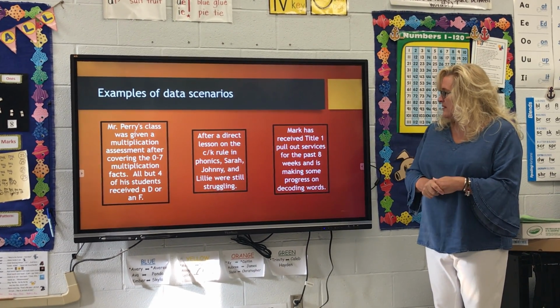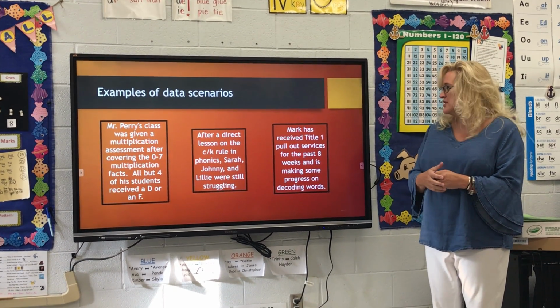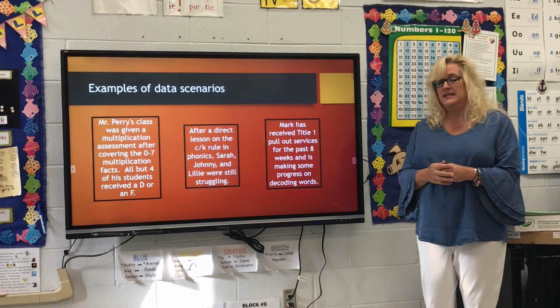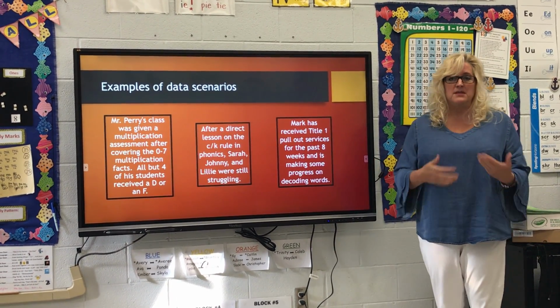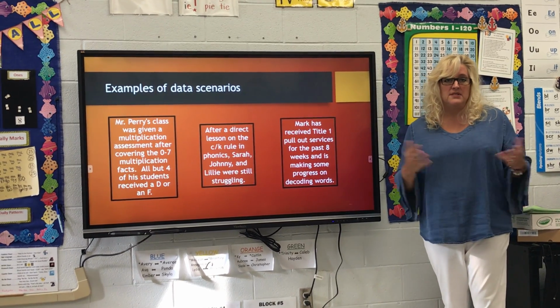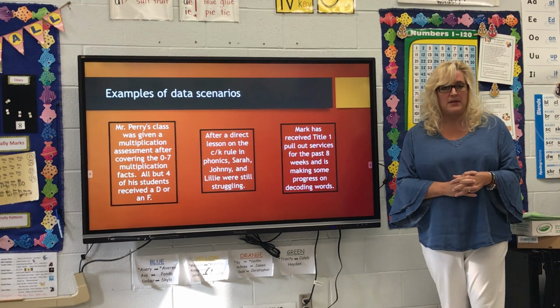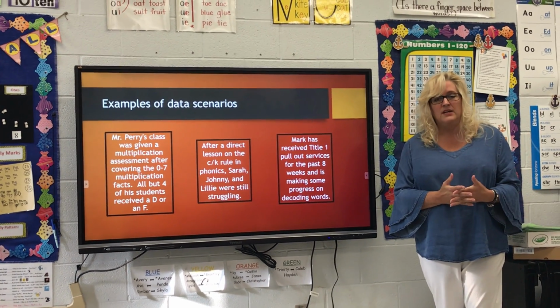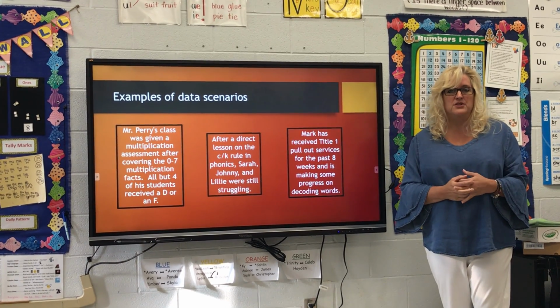The final card that I've shown as an example is that Mark has received Title I pull-out services for the past 8 weeks and is making some progress on decoding words. Now this is one that you might have some debate on. You might think that he was successful in tier 2, let's go ahead and put him back to tier 1, he doesn't need this group anymore. But you also want to be careful. He may actually require that level of support and need to continue with the tier 2 interventions.